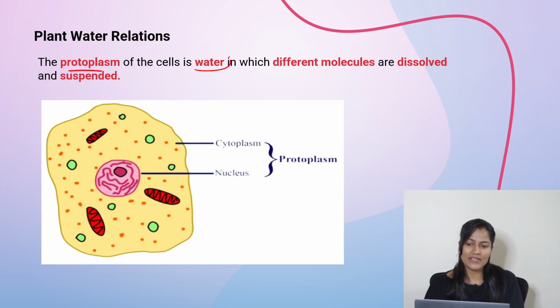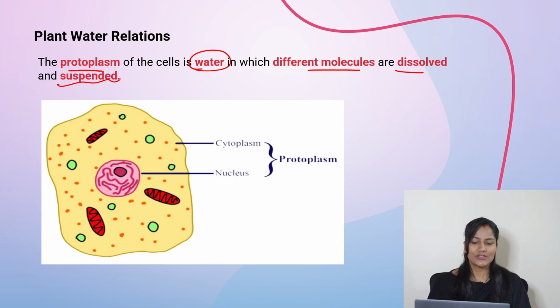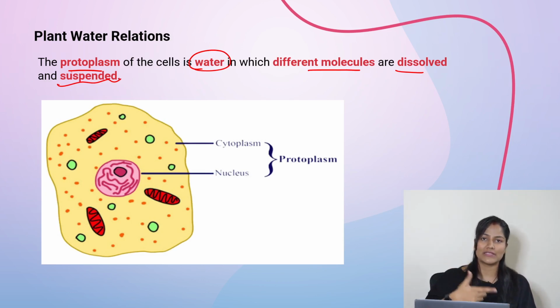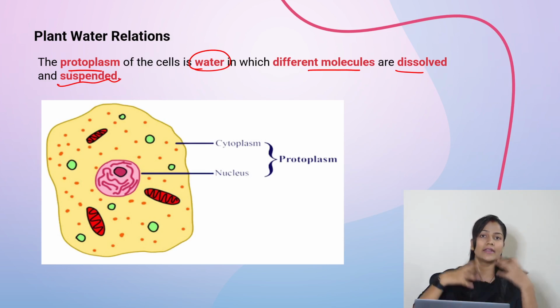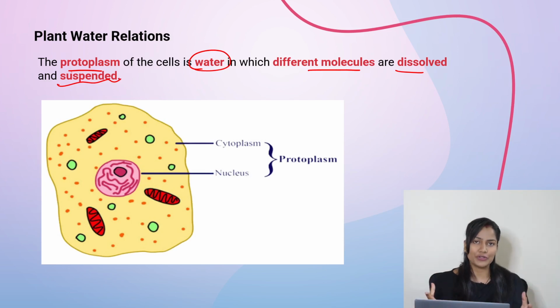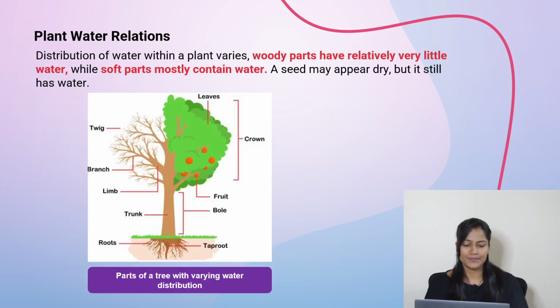So protoplasm of the cell is water in which different molecules are dissolved and suspended. So all the protoplasm, including your cytoplasm, your nucleus, is nothing but water and different combination of molecules inside it. So these molecules are dissolved inside the water.